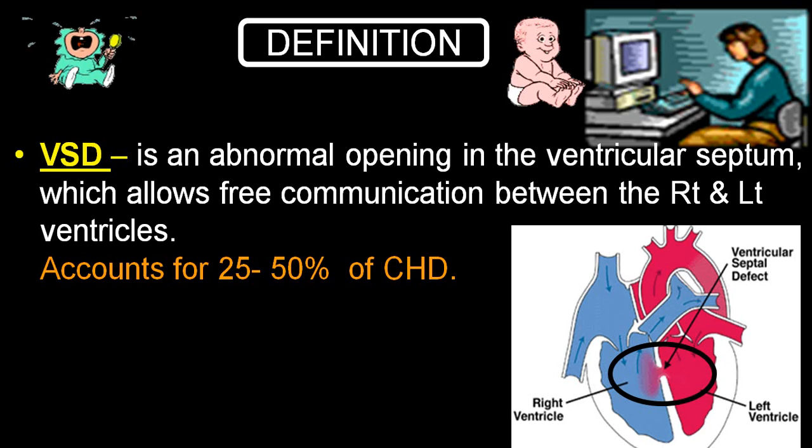Ventricular septal defect is an abnormal opening in the interventricular septum which allows blood to flow from LV to RV. This is the most common congenital heart disease among all congenital heart diseases, accounting for nearly 25 to as much as 50%. Not among acyanotic but the total congenital heart disease group.